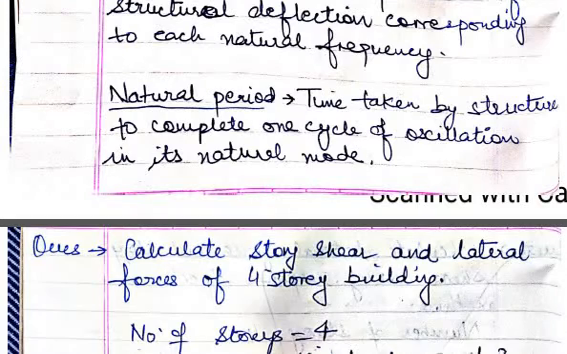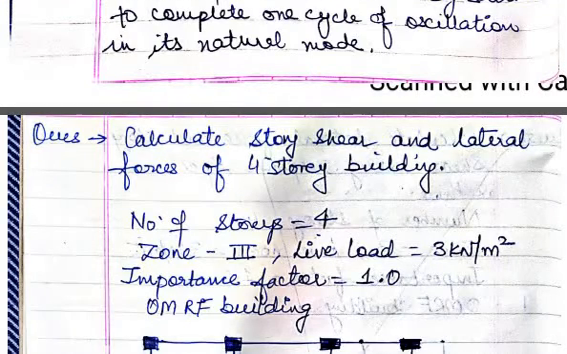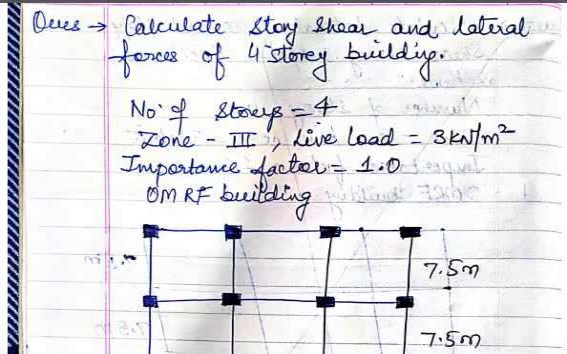Now we will do a numerical, and the question of the numerical is: calculate story shear and lateral forces of a 4-story building. The number of stories is 4. It is in zone 3 and the live load is 3 kilonewton per meter square. The importance factor of the building that we have taken is 1, and this is an OMRF building, that is, an ordinary moment resisting frame.